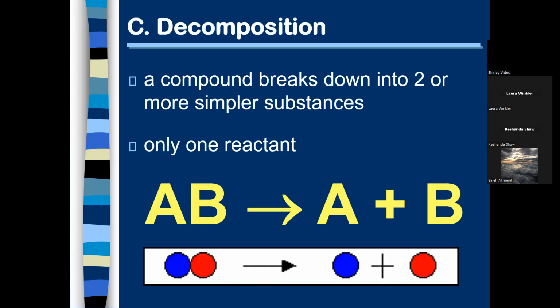Decomposition is exactly the opposite of what you just saw. You notice that you have AB becoming A plus B. So basically, you are breaking down a compound into two or more simpler substances, and you will only have one reactant. This is the opposite. One reactant means there'll only be one thing on the left, but you'll have multiple things on the right.